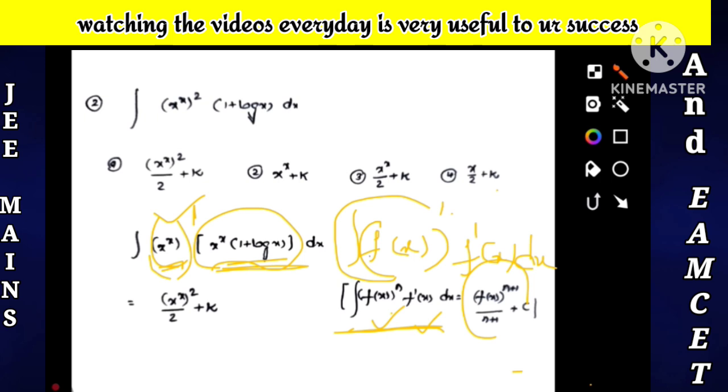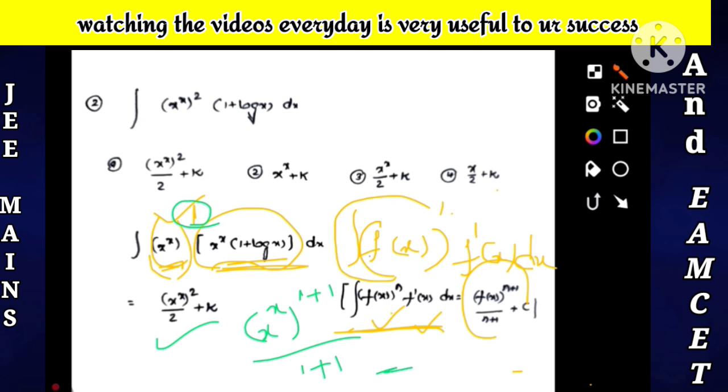What is the n value here? We have n equals 1. Replace the value n equals 1. So the answer becomes f of x to the power n plus 1 by n plus 1, which is 1 plus 1 by 1 plus 1, plus c. That is the answer: x power x, whole square, by 2 plus k.